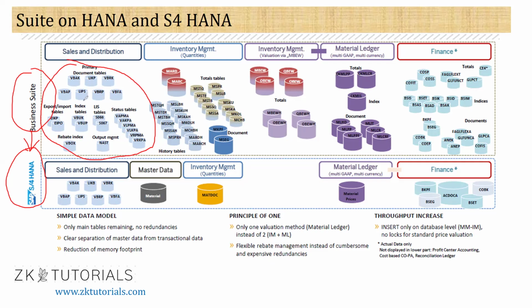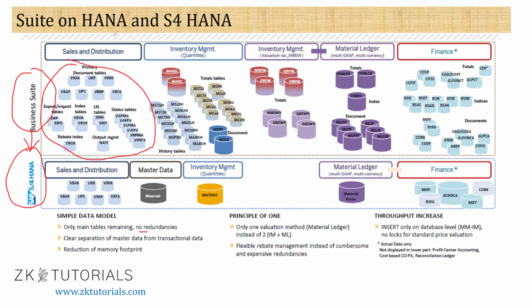Is this clear? On the SD side, we have VBAK, VBRK, VBAP, LIPS, VBRP, VBFA. Then we have export import tables, then index tables, LIS tables. But whenever we move from business suite on HANA to S4 HANA, some of these tables have been permanently removed. This is the simplified data model. We have simplified the data model. Only the main tables remain, with a clear separation of master data from transactional data.